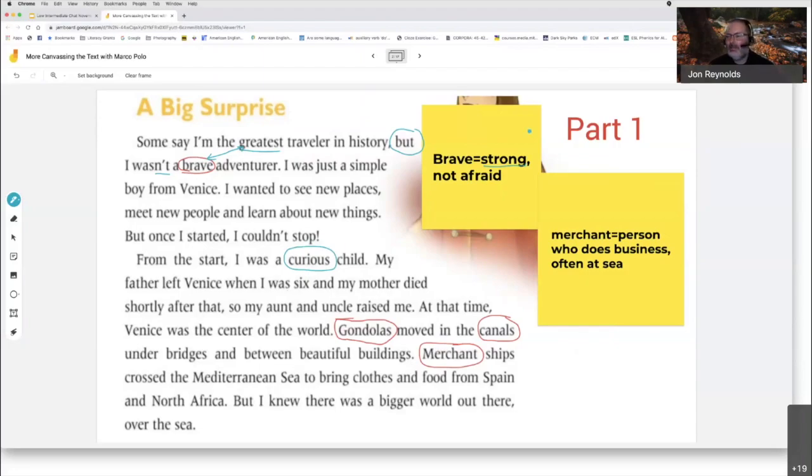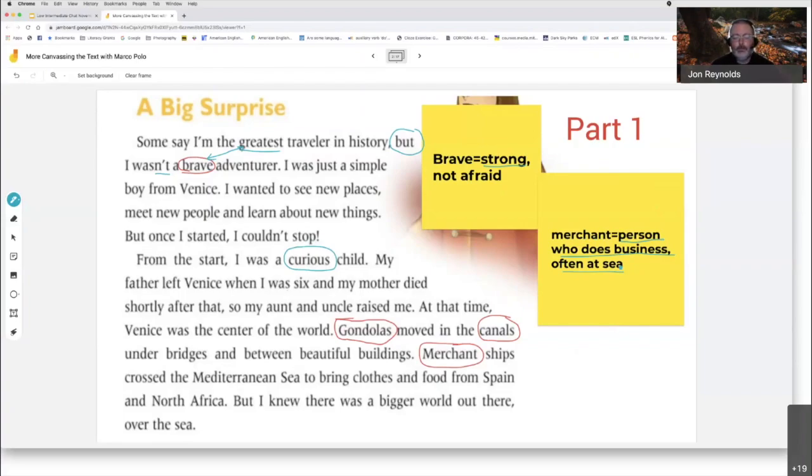Now, let me describe one more word. So, for example, we mentioned the word merchant. Okay, you can just, again, say it there at your computer. You don't have to turn on the microphone. Let's say it, merchant. So, merchant, for example, could be a person who does business, often at sea, often using ships and boats.